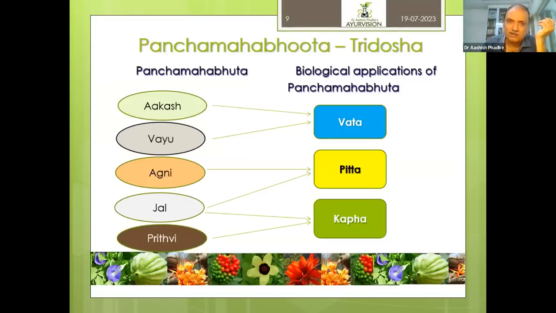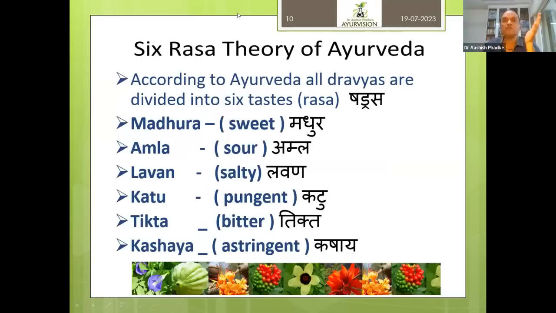So we will go a little deeper, and in Ayurveda we speak about 6 different tastes. Usually in modern sciences we speak about 4, but in Ayurveda we speak about 6 tastes, and that is termed as Shadrasa in Sanskrit, a technical term. So what are those? Madhura, that is sweet, then Amla, that is sour, then Lavana, that is salty, then Katu, that is pungent, then Tikta, that is bitter, and Kashaya, that is astringent.